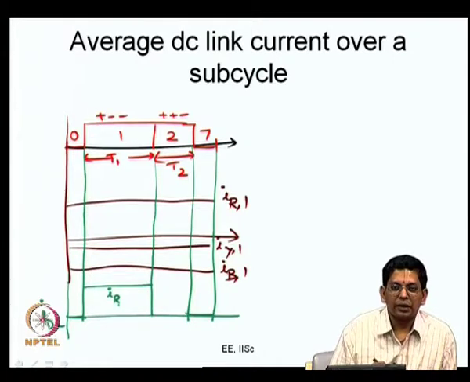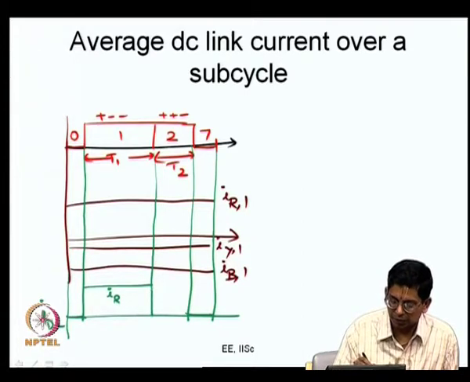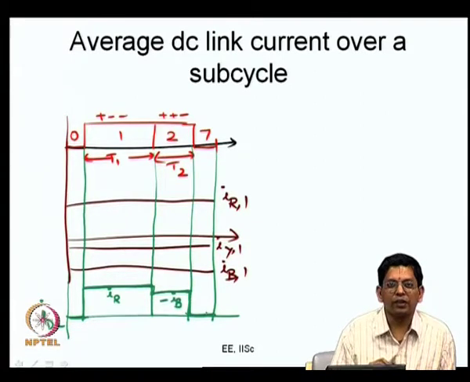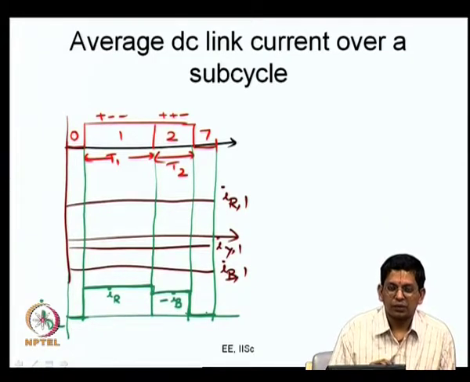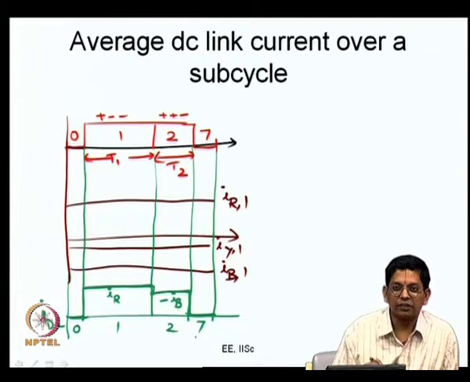And how about the next interval T2? It is going to be IR plus IY, which is minus IB. So, this minus IB is something like this. This is minus IB, and the rest of the time is 0. So, this is the nature of variation of the DC link current over a subcycle. This is how it varies over a subcycle. So, when 0 is applied, this is when 1 is applied, when 2 is applied and when 7 is applied.